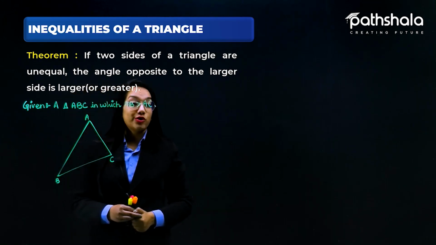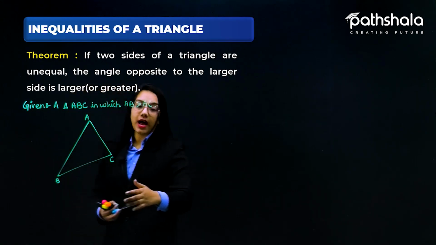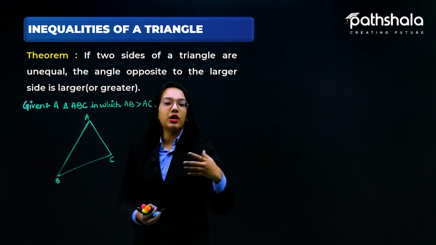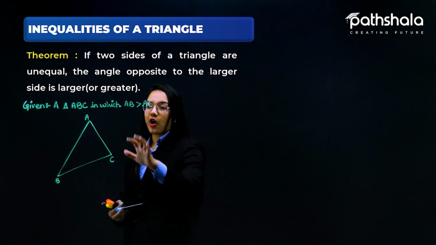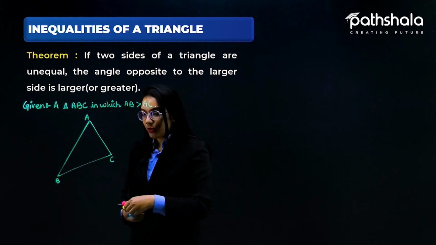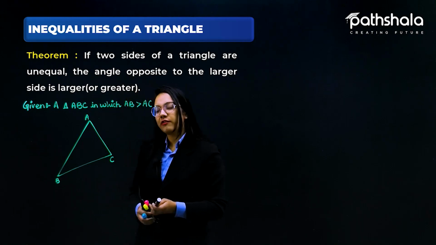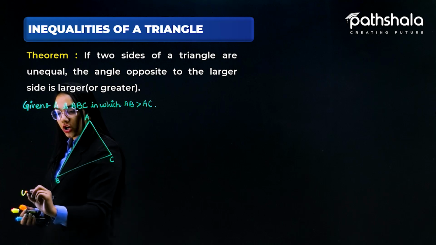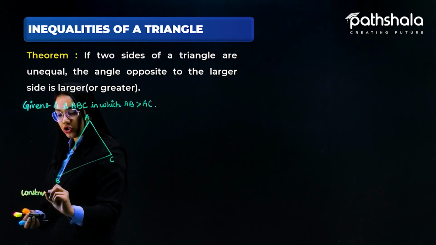You could also assume that AB is greater than BC, and similarly prove that the angle opposite to the larger side is larger or greater. So I am assuming that AB is greater than AC. Now, since I have taken AB as greater than AC, I am doing a little bit of construction here.